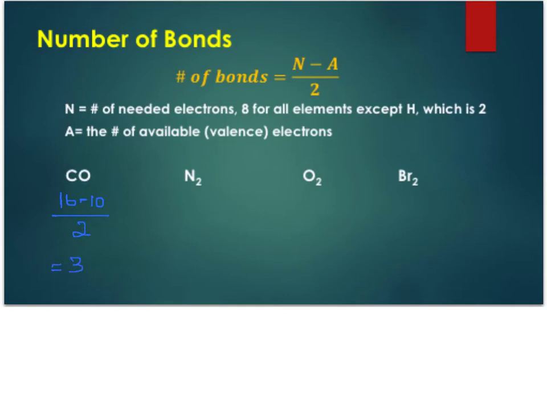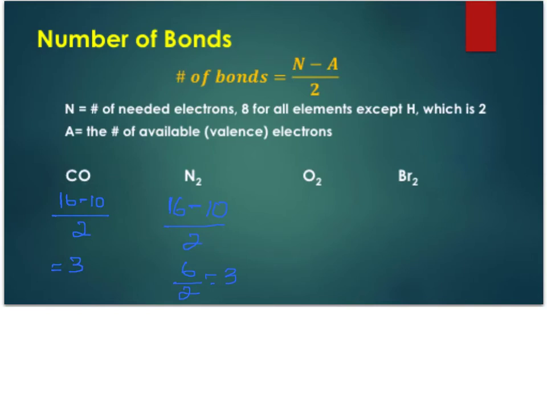Alright? Nitrogen. We have 2 nitrogen atoms, each requiring 8, so that's needed 16. Each nitrogen has 5 valence electrons, so that's available 10. And we're going to divide by 2. So 16 minus 10 again is 6 divided by 2. That gives us our 3 bonds, which is the same as what we did back here.